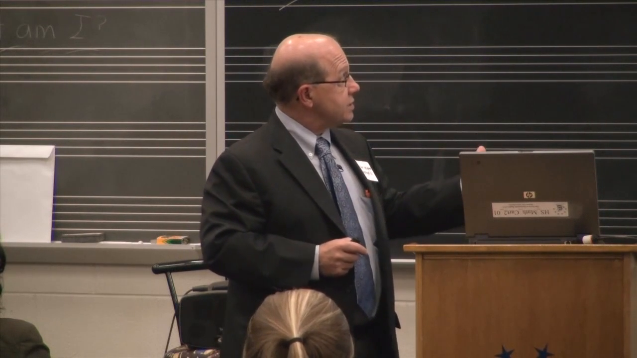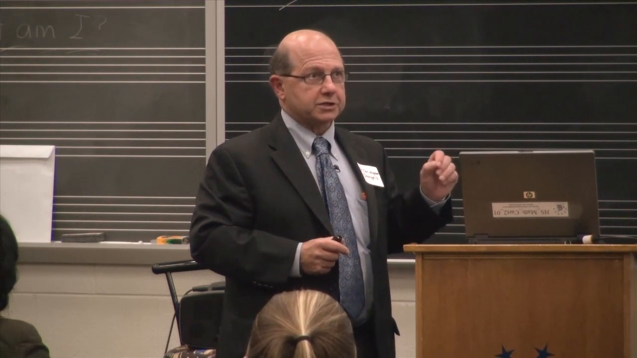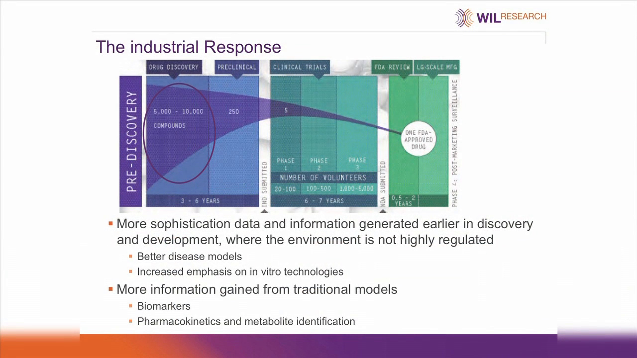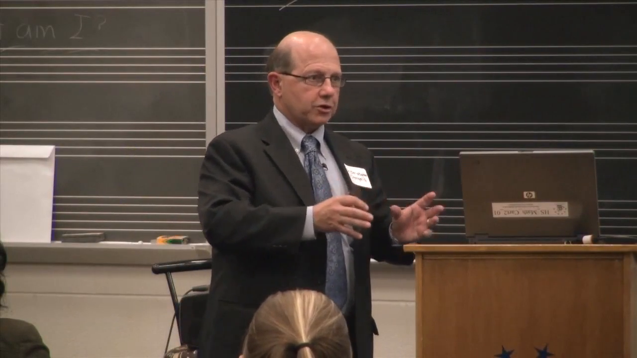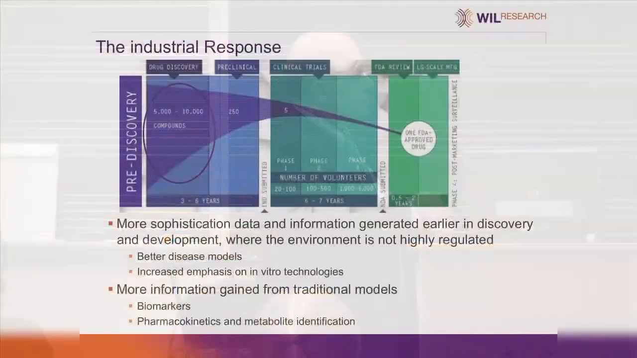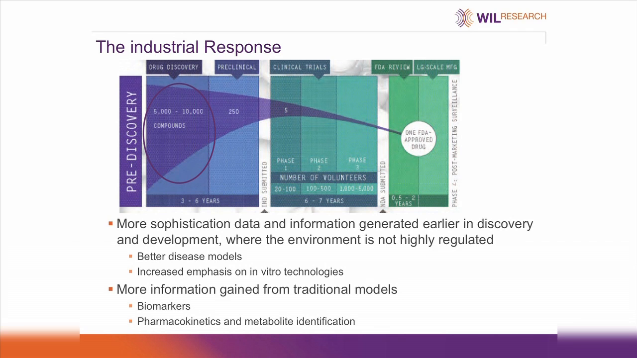Okay, so what's the industrial response been to the increased costs and the Critical Path Initiative? Basically, what they want to do is get more information about their potential drugs in this area here. They want better disease models, increased emphasis on in vitro technologies to give them better information before they even start their preclinical work, so that they have drugs that are more likely to succeed. Right now, nobody's too anxious to change this paradigm. It will probably change as a result of the technologies we learn right here.